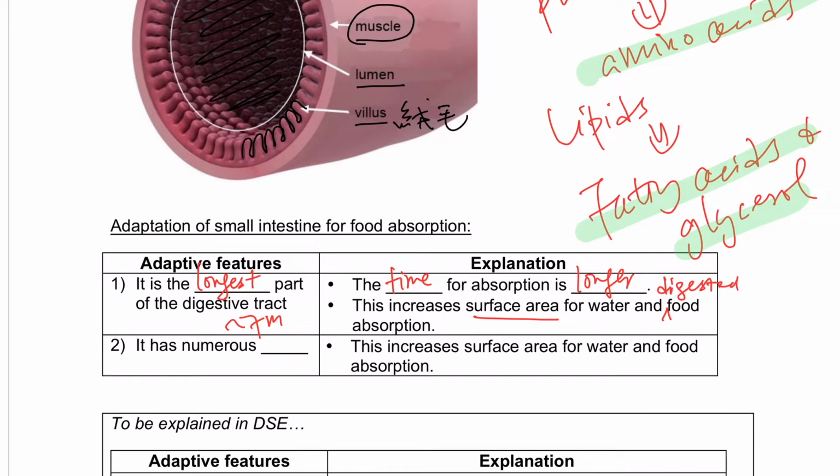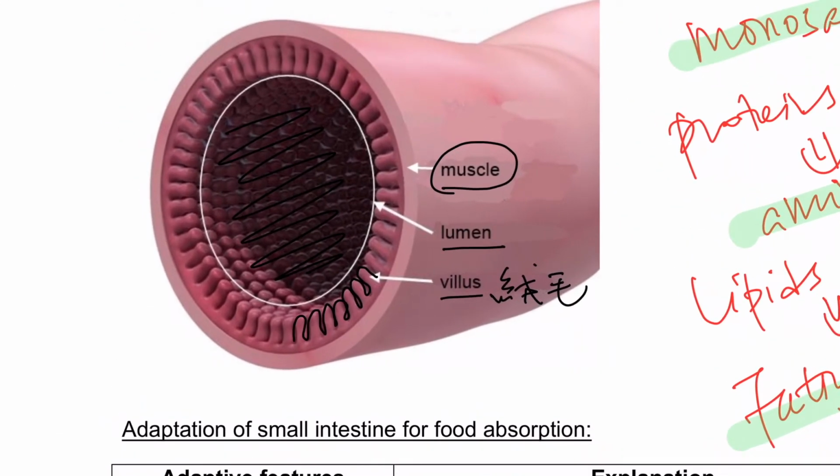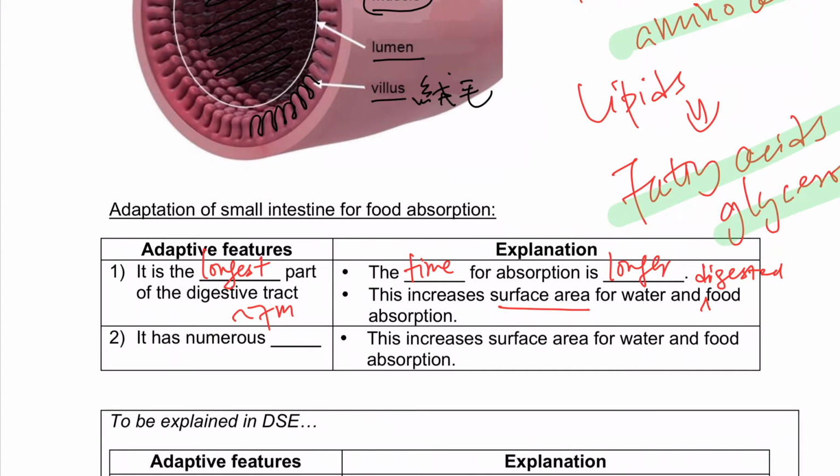Next, have a look at these finger-like projections. There are so many of them. These projections are known as villus, or in plural form, villi, and they can greatly further increase the surface area for absorption of water and digested food.